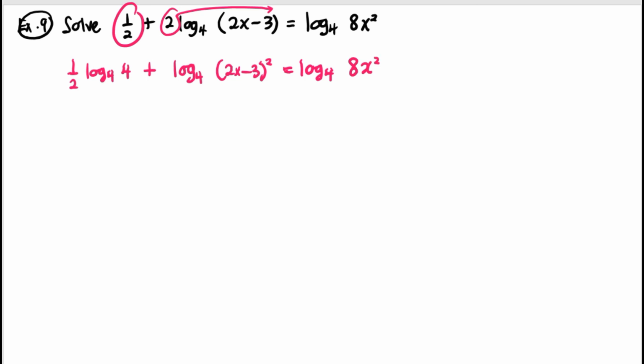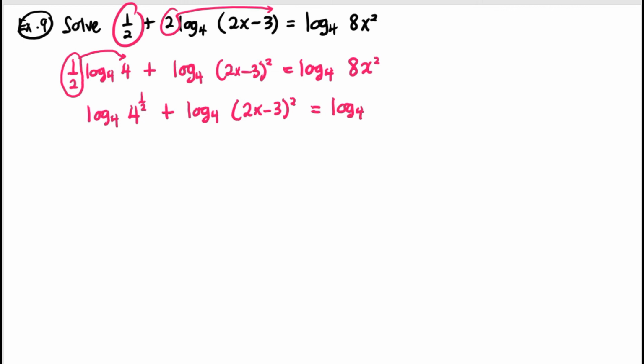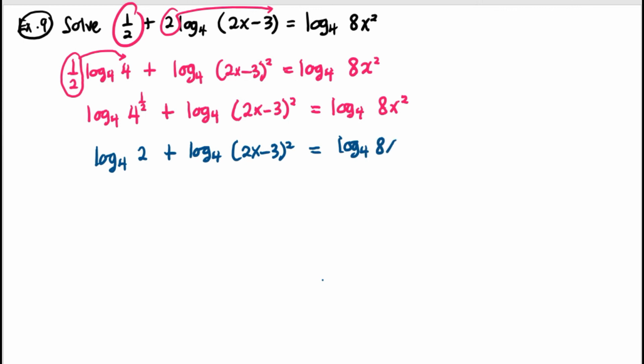Right, now I want to bring this power on top of 4, therefore I have log base 4 to the power of half. 4 to the power of half means the square root of 4. That one will plus log base 4, and this one I remain as 2x minus 3 squared. This is actually equal to log base 4 of 8x squared. Now I want to make this one log base 4 of 2, plus log base 4 of 2x minus 3 squared. This is equal to log base 4 of 8x squared.